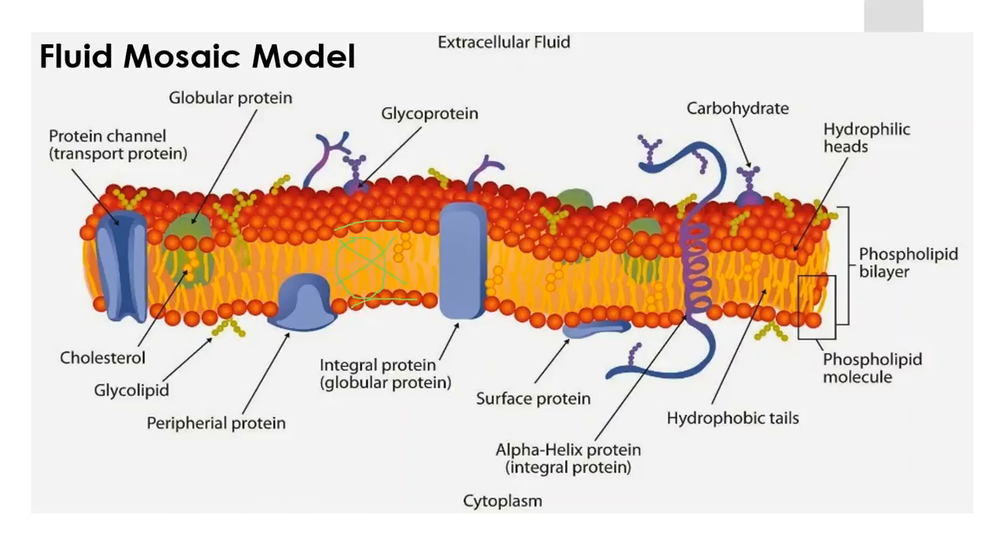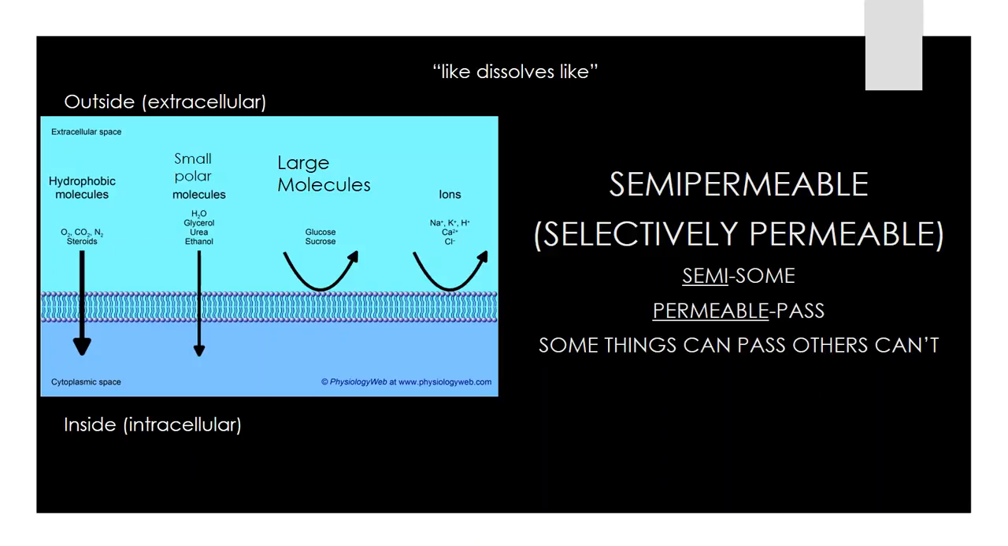And we need to remember that this is a fluid mosaic model. Fluid meaning that everything can move around. Mosaic meaning that there's lots of stuff other than the phospholipids there, like the proteins, which we're going to see how those play an important role in transport. So let's take a look next at what is actually able to pass through this membrane.